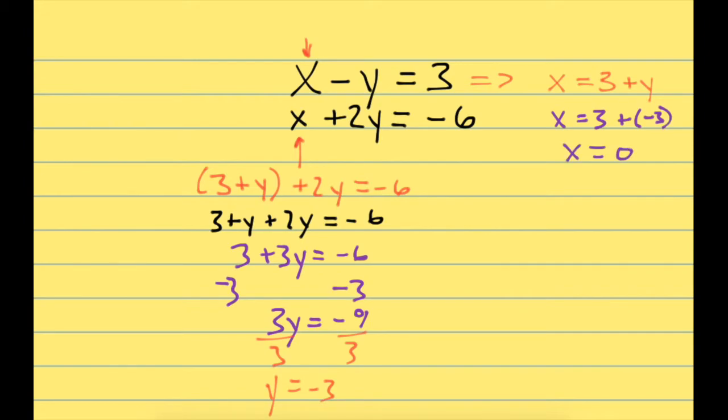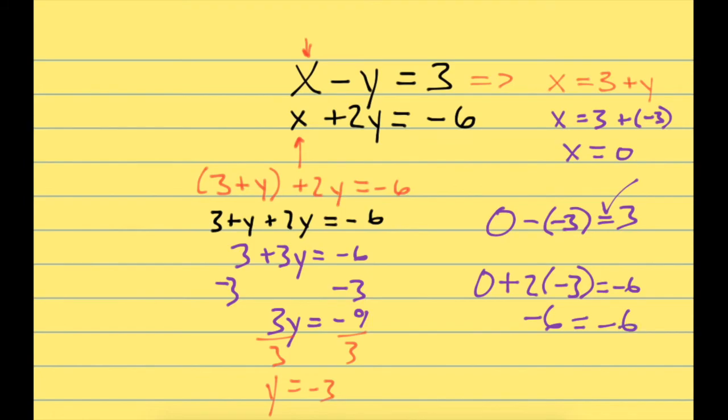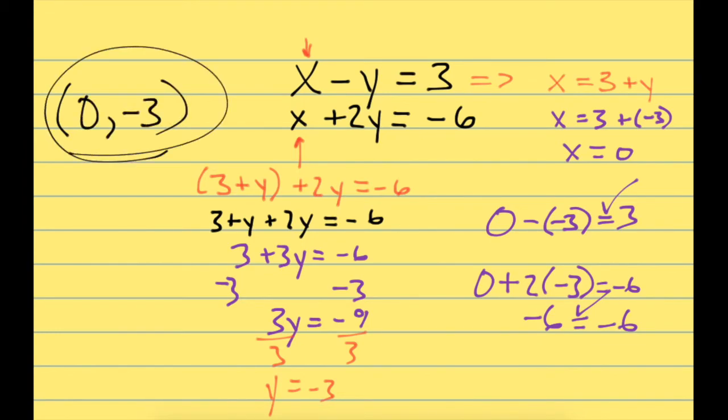And I can check that solution in both my original equations. Does 0 minus -3 equal 3? Putting in 0 for x and -3 for y. And that does work because minus -3 is +3. Does 0 plus 2 times -3 equal -6? Well, 0 is just 0 and 2 times -3 is -6. So that checks out as well. So our solution is the point, and we write it as a point, (0, -3), because that's the point where the two lines would intersect if we graph them.